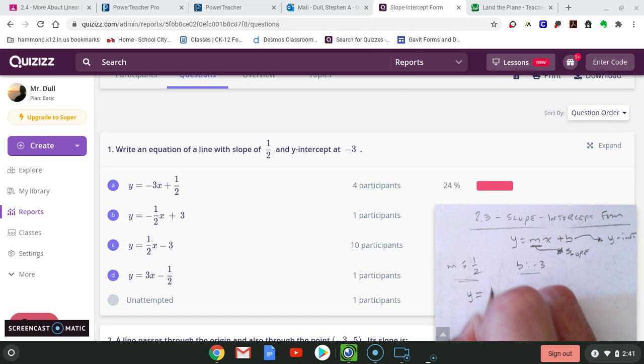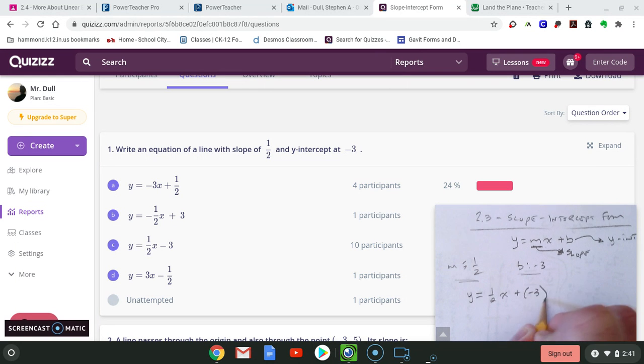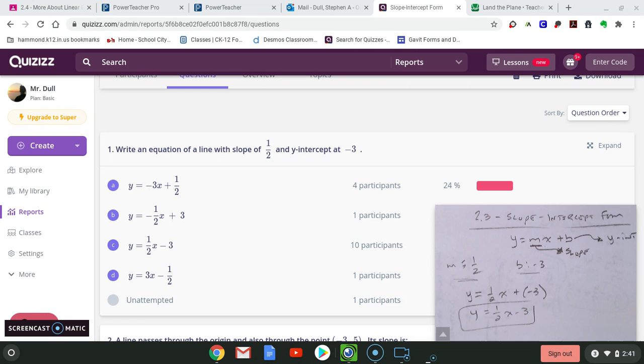So if we plug that in, we get y equals 1/2 x plus a -3. Well, this is subtracting. So we get 1/2 x minus 3. And that was this option here, option C. So how did we go and apply that today?